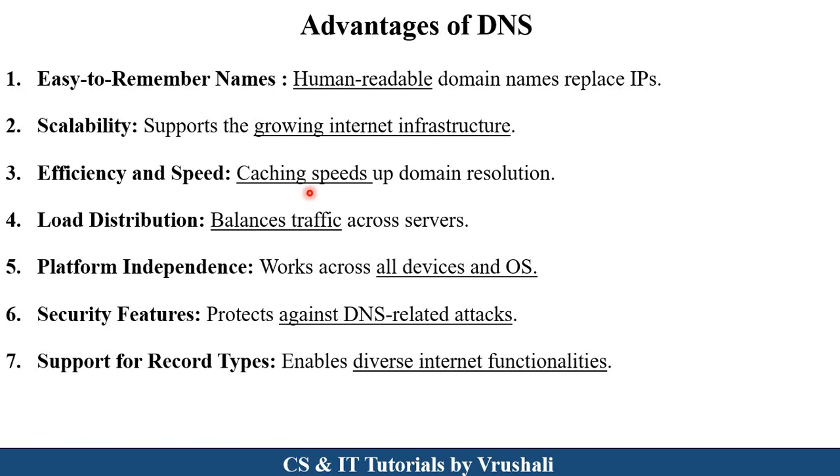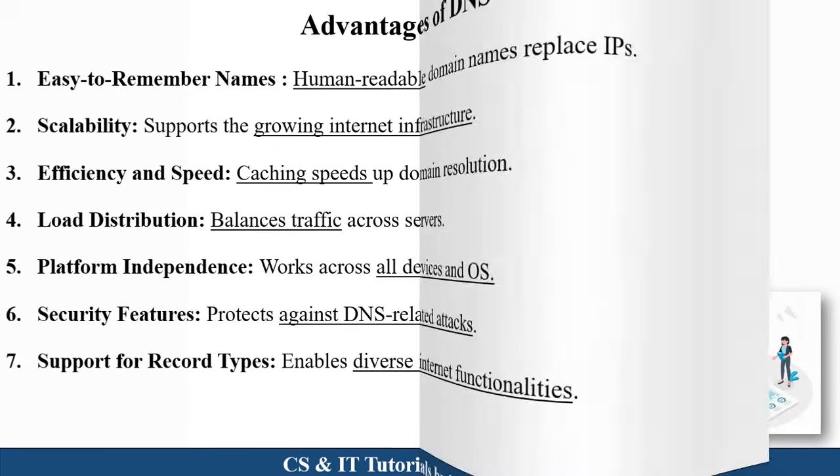Now efficiency and speed. Suppose a user has already searched a particular website, all those things are stored in the cache memory. So it speeds up the domain resolution. It also supports load distribution, as multiple users use the same website at the same time, right? Then platform independence: the DNS protocol works on every device and every operating system. It also protects against some DNS related attacks, so it also provides security features. And it also supports all the diverse internet functionalities. So these are the different advantages of the DNS application layer protocol.